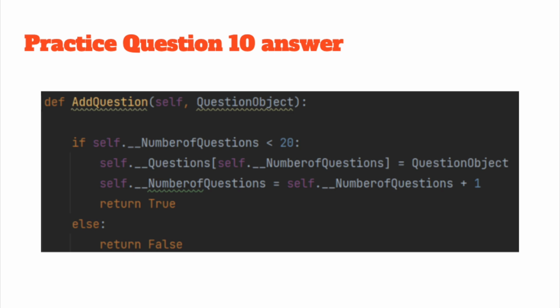So all you're doing is simply adding this new question object into the array and then incrementing the number of questions because you've just added 1. Remember, we set number of questions to 0. So every time we add a question, we increment that counter. And we return true that the question was successfully added to the array. Else, we return false because it wasn't added, because the number of questions was greater than 20, so we can't add it. So again, pretty straightforward, just a bit of logic.